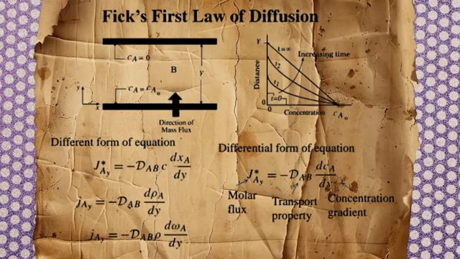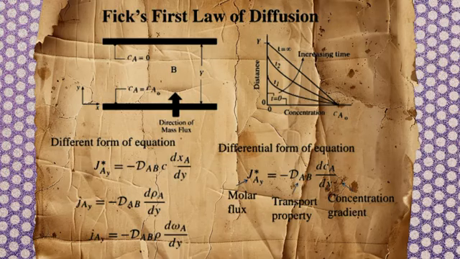DAB is diffusivity, a transport property that tells how easily A diffuses in B. dCA upon dy is nothing but the concentration gradient, the driving force for diffusion. The negative sign here indicates that diffusion occurs down the concentration gradient.